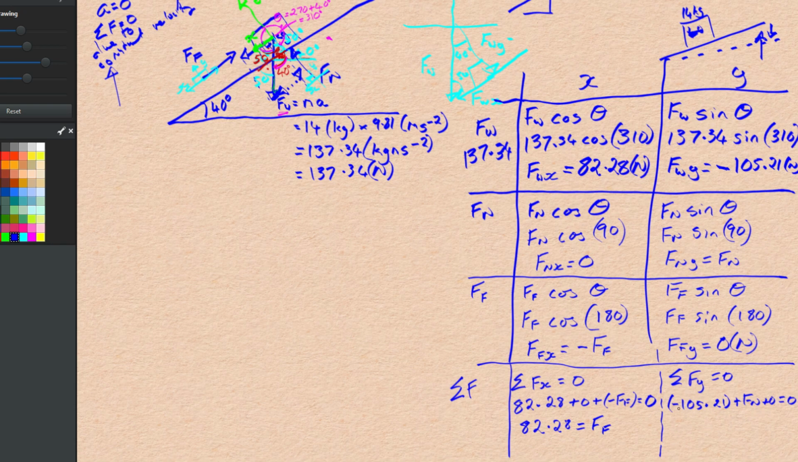Here I'm going to add 105.21 to both sides, which will get rid of it off this side and put it on the other side. Fn is equal to 105.21 newtons. I forgot to put in newtons here. Okay, now we know our friction force and we know our normal force.